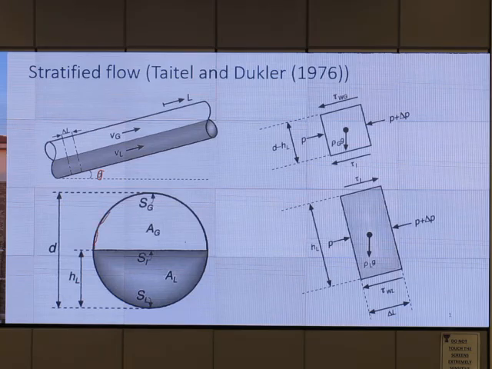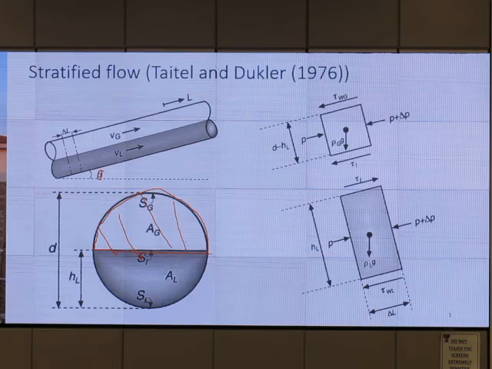Okay, let's take a look at the definitions. SG is this length along the curve. Good. AG, cross-section area. SI, the length of the interface in the cross-section view. SL, this length on the bottom. HL, liquid height. D is the diameter. What is small d? Inner diameter or outer diameter? What do you think? Inner diameter, okay, correct.